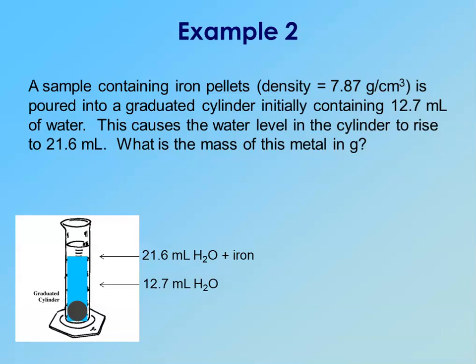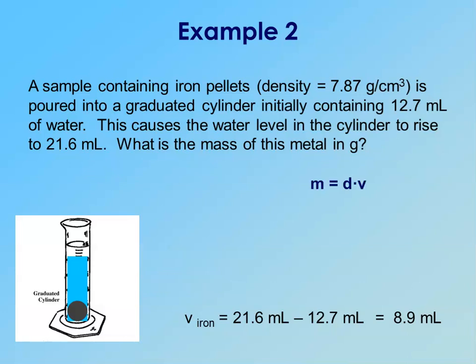So to get just the volume of the iron, similar to what you've done in lab before when you weigh an object on a balance in a container and you weigh the container by itself, we're going to need to subtract these two measurements to get the volume of just the iron. Because we're subtracting, we're looking at decimal places. Both of our measurements had 1 decimal place, so we want to report our subtracted answer to 1 decimal place, 8.9.